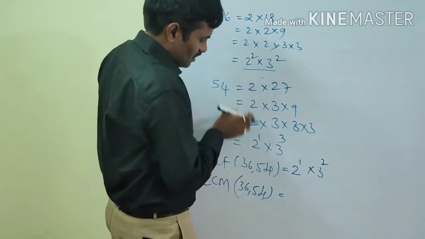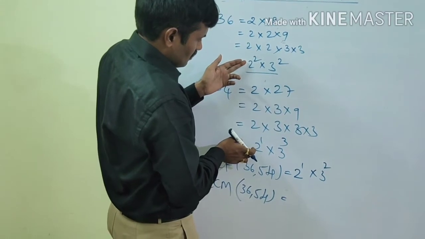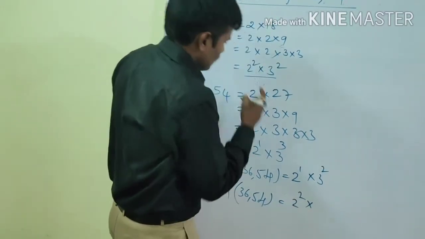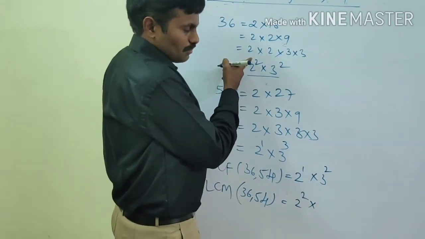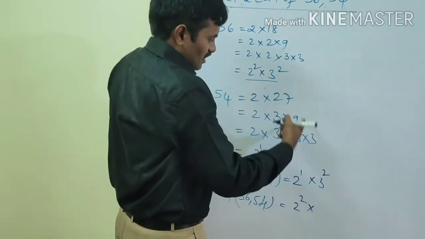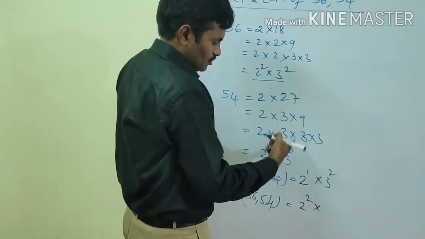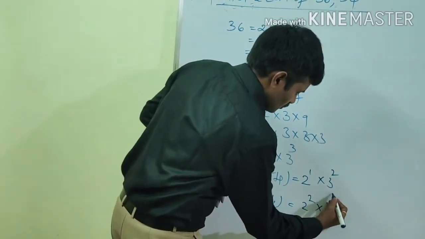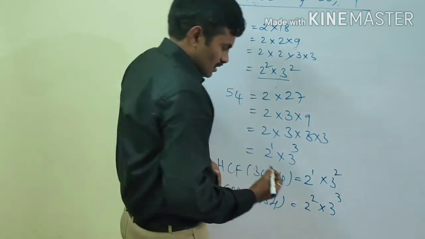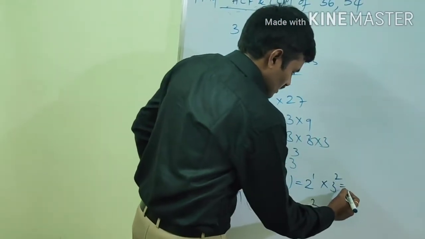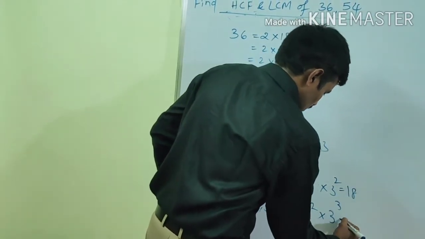Yes, what is the greatest power in these two? Common factors, here 2 is there. In that, 2 power 2 has the greatest power. In 3 square and 3 cube, power 3 is the greater power than 2, so we consider 3 cube. Yes, this is the answer. That means 2 power 2 into 3 cube.